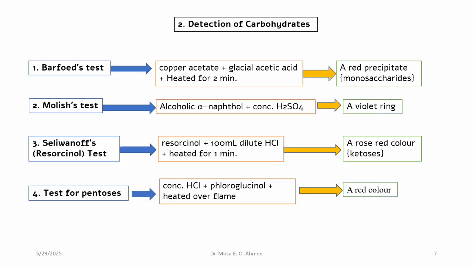Molisch test is also used for detection of carbohydrate, and Molisch reagent consists of alcoholic alpha-naphthol plus concentrated sulfuric acid. Molisch test gives a violet ring, which detects the presence of carbohydrate in plant extracts.